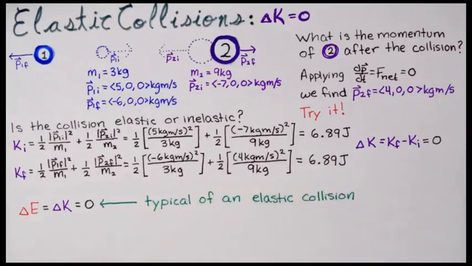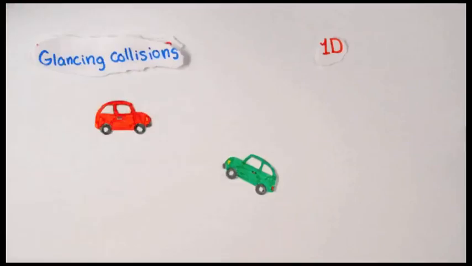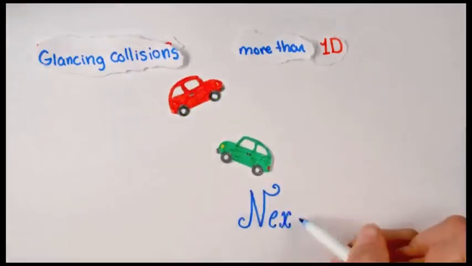Now, in this lecture, we discussed head-on collisions, collisions in just one spatial dimension. Next, we'll discuss an example of glancing collisions where we apply multiparticle Newton's second law in more than one spatial dimension. We'll do that in our next lecture.